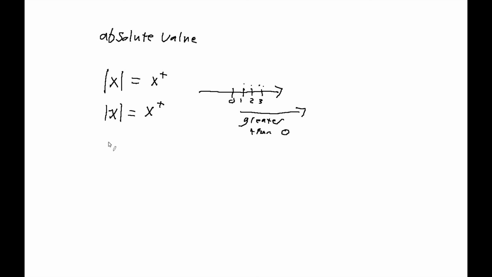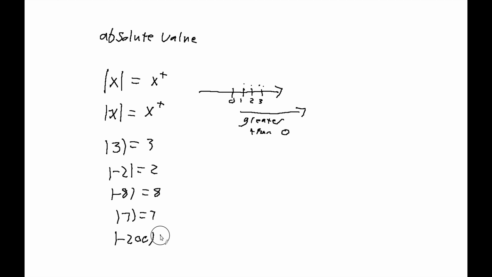So say we have 3, the absolute value of 3 would be 3. The absolute value of -2 would be 2. The absolute value of -8 would be 8. The absolute value of 7 would be 7. Now no matter how big the numbers get, like the absolute value of -200 or 200 will give you 200, a positive value. It doesn't matter if it's positive or negative, you'll get a positive out. So anything between those two symbols becomes positive.